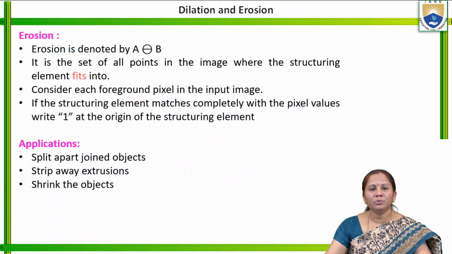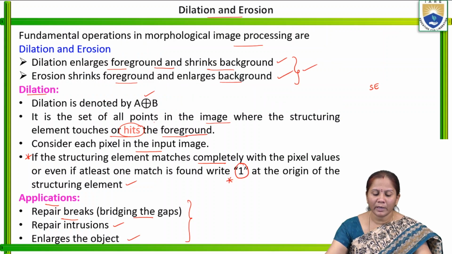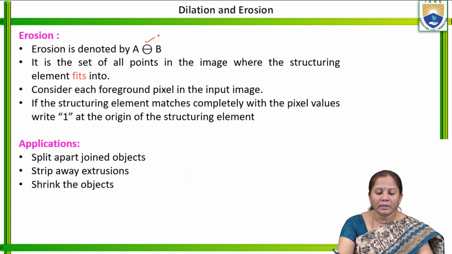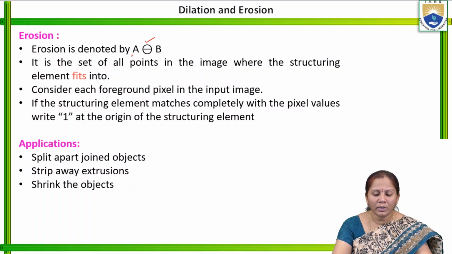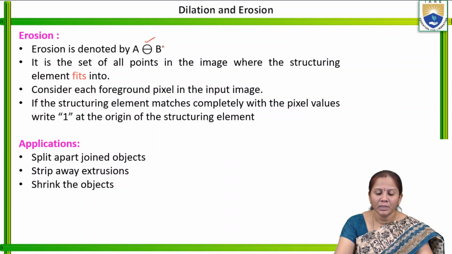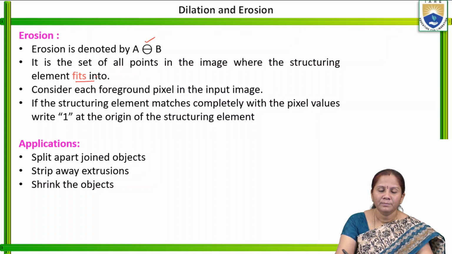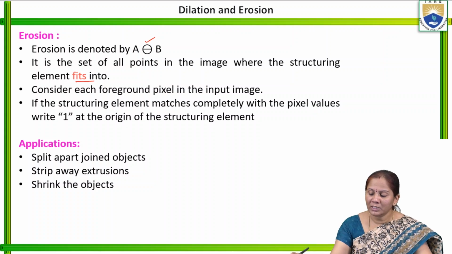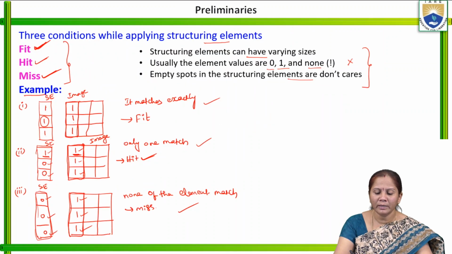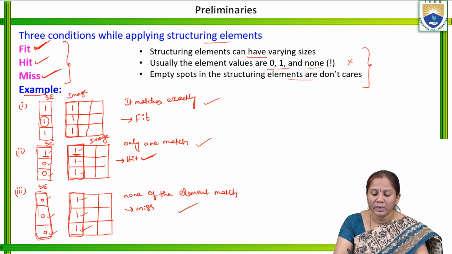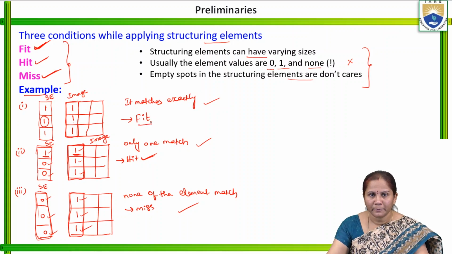Now, coming to erosion. What is meant by erosion? Erosion shrinks the foreground and enlarges the background, and it is indicated with this symbol, A erosion B. It is the set of all the points in the image where the structuring element fits. What is meant by fit? We have discussed already: if all the elements of the structuring element exactly match the elements of the image, then we say it is a fit.